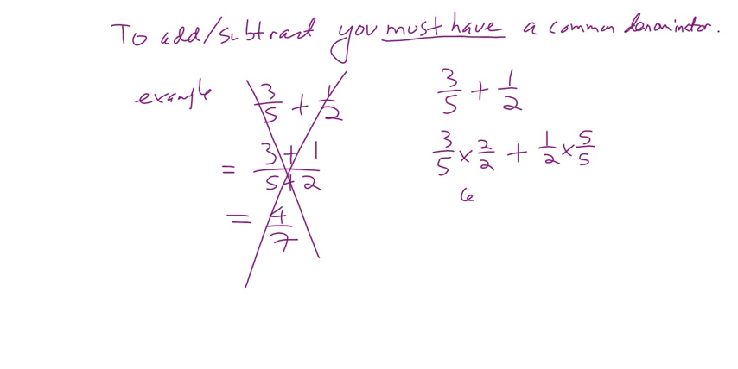So this becomes 6 over 10, and this becomes 5 over 10, and we get 11 over 10, right? Which is the correct answer for that. Okay, so that's what we do with fractions, right? You've been doing this since, I don't know, middle school, I'm guessing. Maybe pre-middle school. Maybe you did this in grade 4. I don't know.